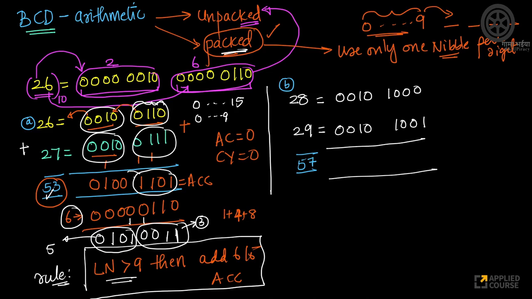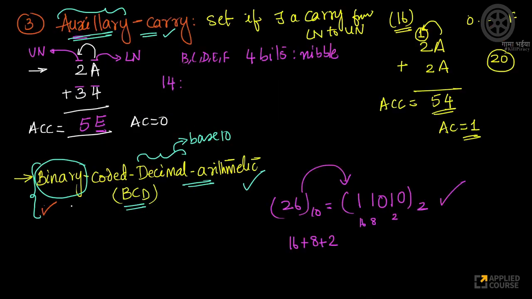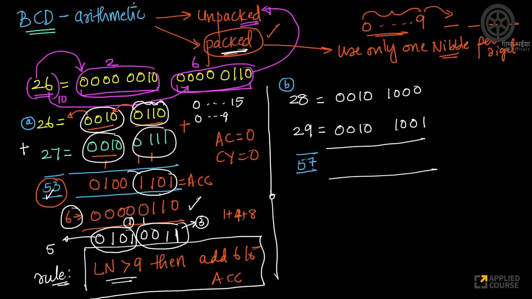Look at this. This is my lower nibble. This is my upper nibble. There is a carry of 1 from lower nibbles to upper nibbles. Because there is a carry, my auxiliary carry will be set to 1 while adding 6, not while adding these two numbers. While adding 6, it will be set. So this is how we perform binary coded arithmetic. And for binary coded arithmetic, it's very, very important that we have auxiliary carry. It's extremely useful for us because it tells us if there is a carry from the lower bits to the upper bits.